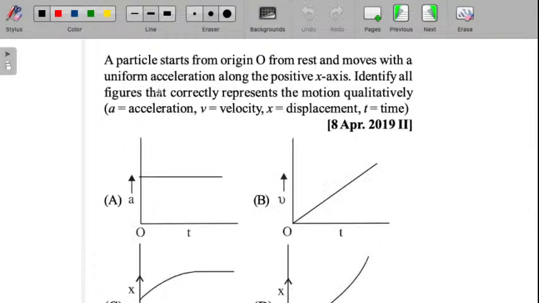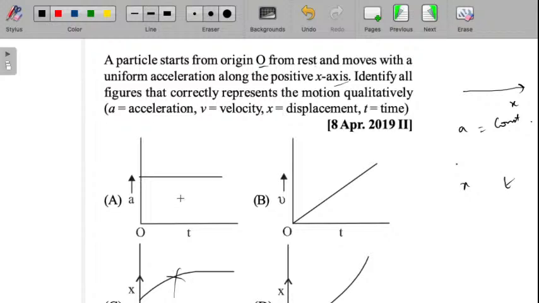Let's take another question. A particle starts from origin, from rest, and moves with a uniform acceleration along the positive x-axis. Identify all figures that correctly represent the motion qualitatively. It's a positive x-axis and the acceleration is uniform, and it starts from rest. It starts from rest, then definitely the displacement versus time graph has to start from rest. So this is not an option, these two are not options. So we have option B and option D.